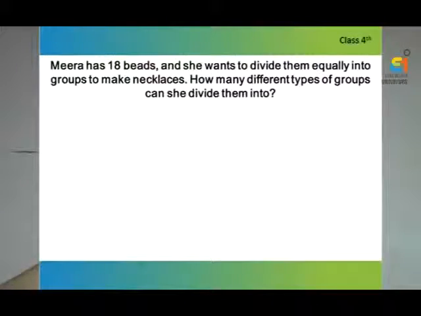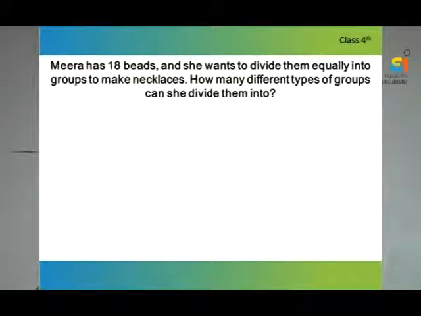Now that we have established the misconception, let's look at one way in which we could resolve the same. It would help students if the definition of factors and multiples was arrived at by using some real-life examples and activities or visualizations. The question reads, Meera has 18 beads and she wants to divide them equally into groups to make necklaces. How many different types of groups can she divide them into?